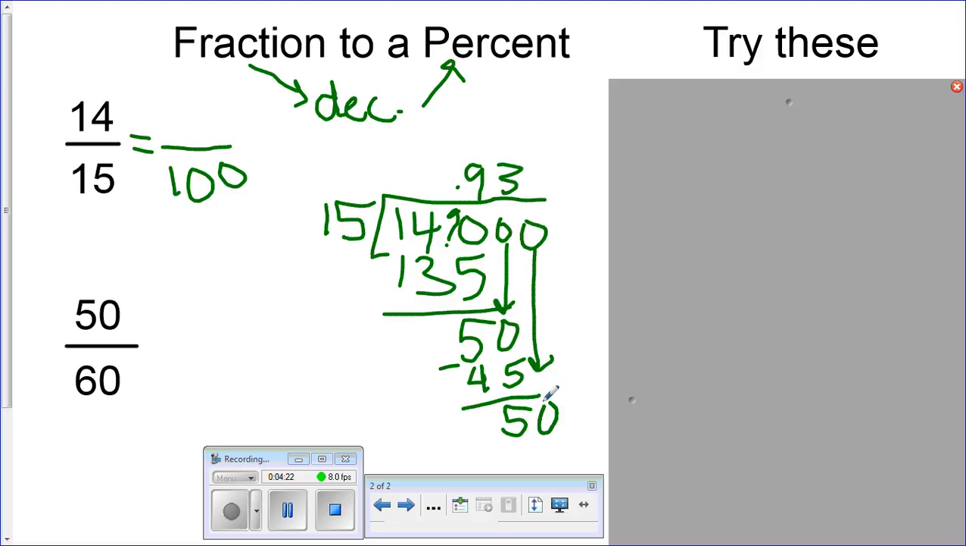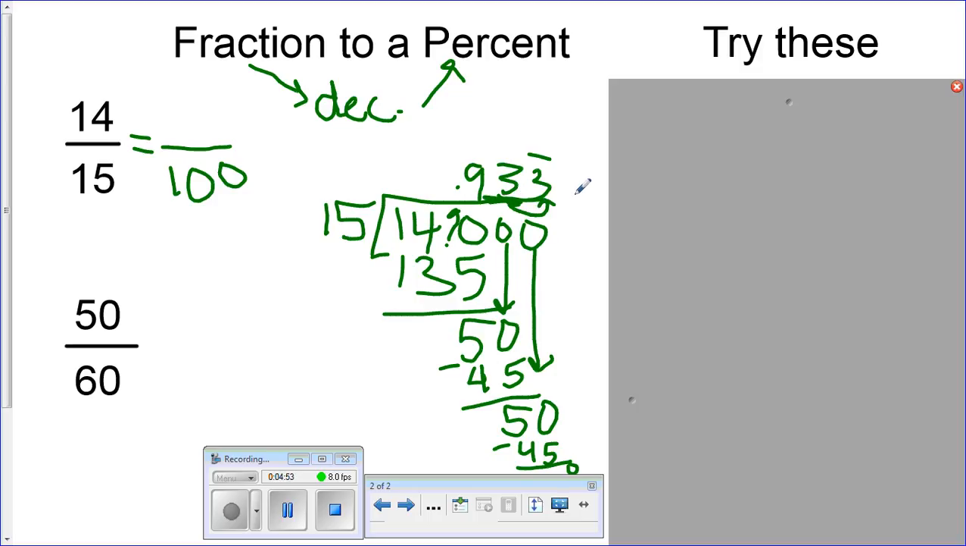And if you notice, I'm asking myself how many times does 15 go into 50? Well, I've already done that step. So it goes in 3 times, and we're going to get the same result here. So our 3 is going to repeat. So if I'm going to round to the nearest hundredth, and that's what I want you guys to do, I don't want you to go past the thousandths place.